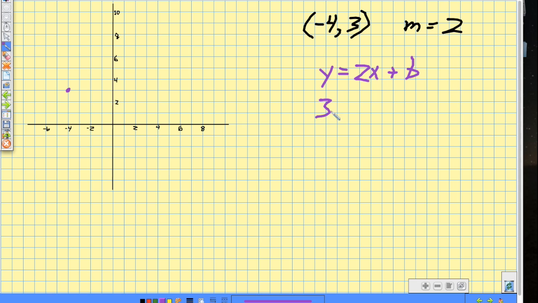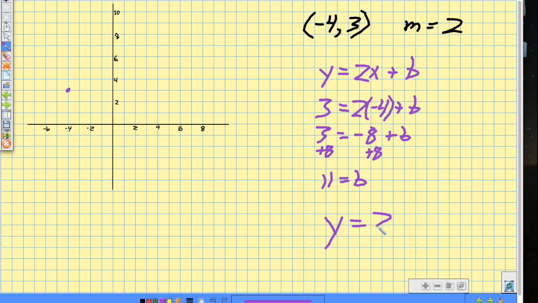My y is 3 from above. My x is negative 4 from above. And now I'm just going to solve. This is pretty simple algebra at this point. Add 8 to both sides and discover that b is 11. So y equals 2x plus 11 is my function for this particular line.